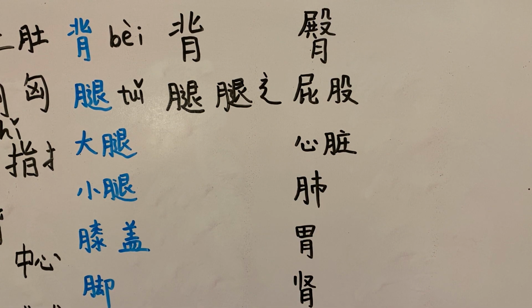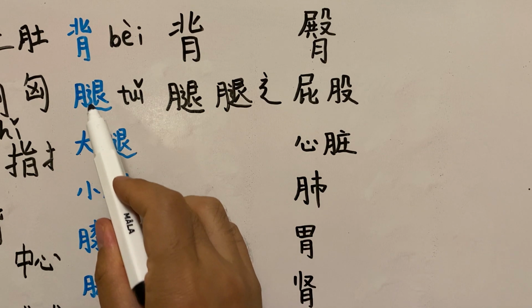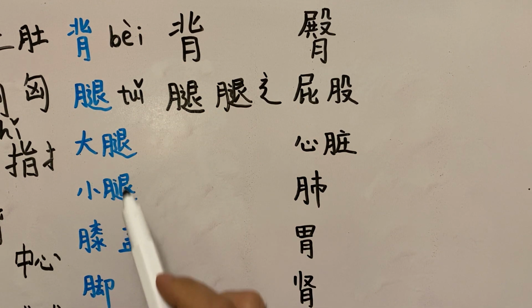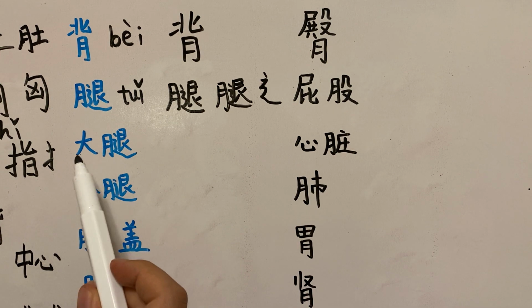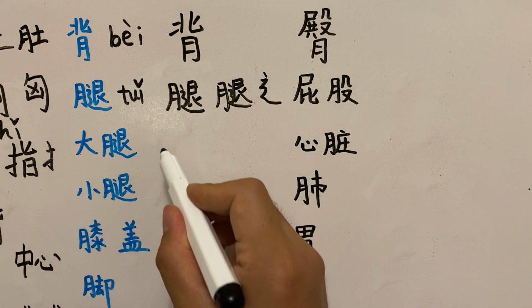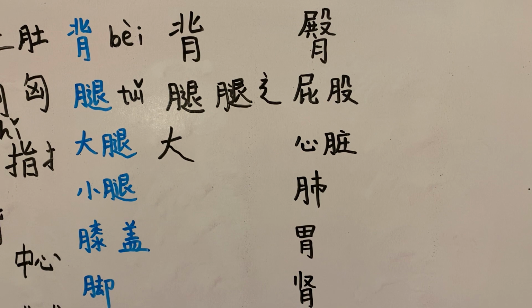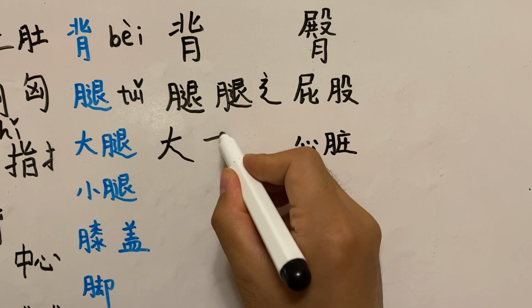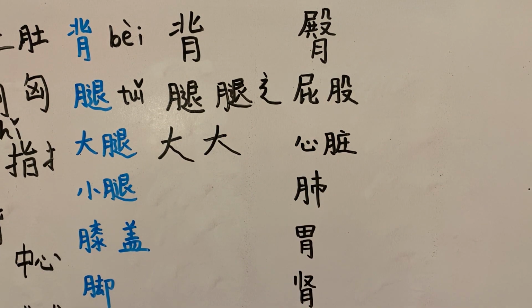Okay, the next one, we can see 腿, right? The same character, it means the same body parts, but what is different is it has 大 and 小. 大 means big and 小 means small, right? So 大腿 means your thigh, right? Your thigh. 大腿 is 大 big, right? 大腿 thigh.